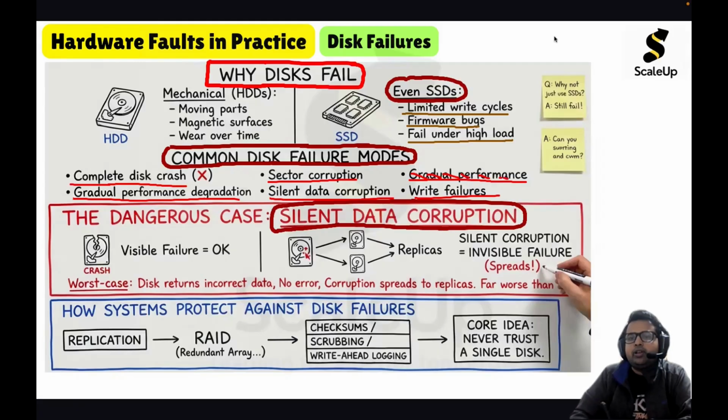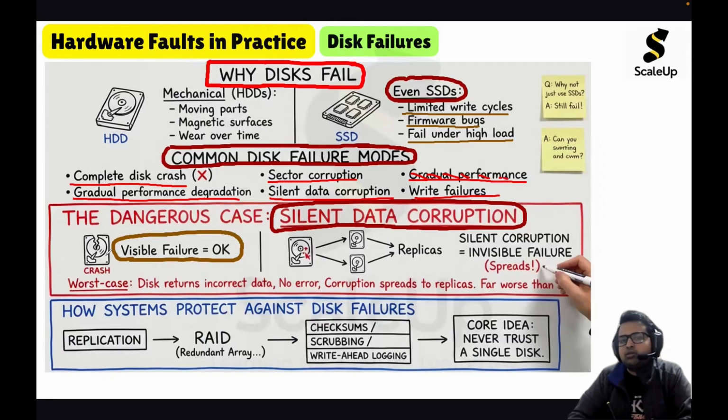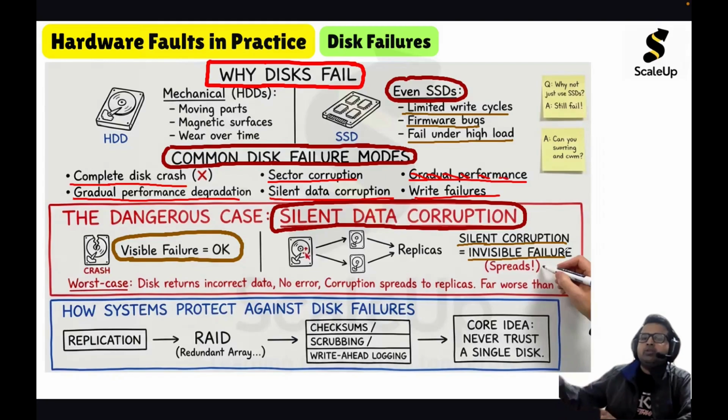If the failure is a visible failure, it's okay because we get to know that something failed. Since we are aware of that failure, we can come up with a solution, or we can at least try to handle that failure. But silent data corruption is an invisible failure, and since we are not at all aware of the failure, the impact of the failure will spread, and it might also replicate.